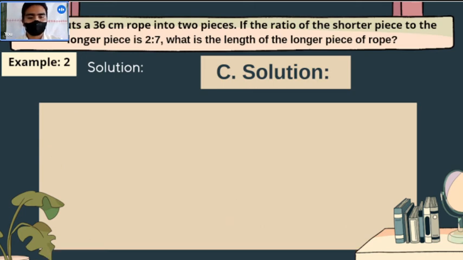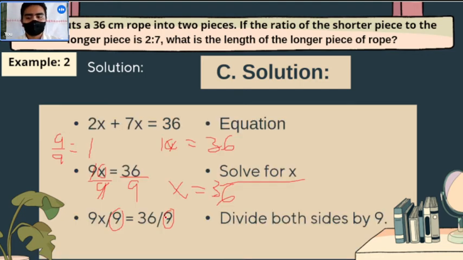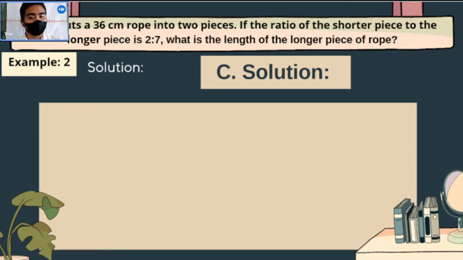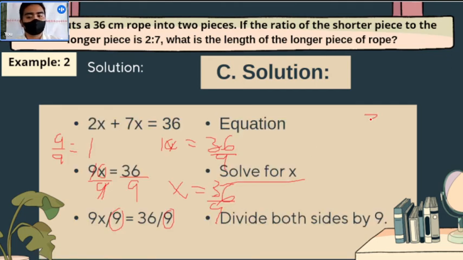So let's simplify. X is equal to 36 over 9. Then, what are we going to do? 36 divided by 9, what's the answer? The answer is 4. Therefore, the value of x is equal to 4.